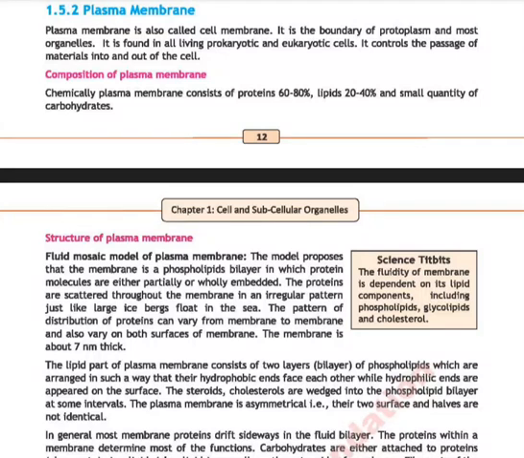Plasma membrane. Plasma membrane is also called cell membrane. It is the boundary of protoplasm and most organelles. It is found in all living prokaryotic and eukaryotic cells. It controls the passage of material into and out of the cell.